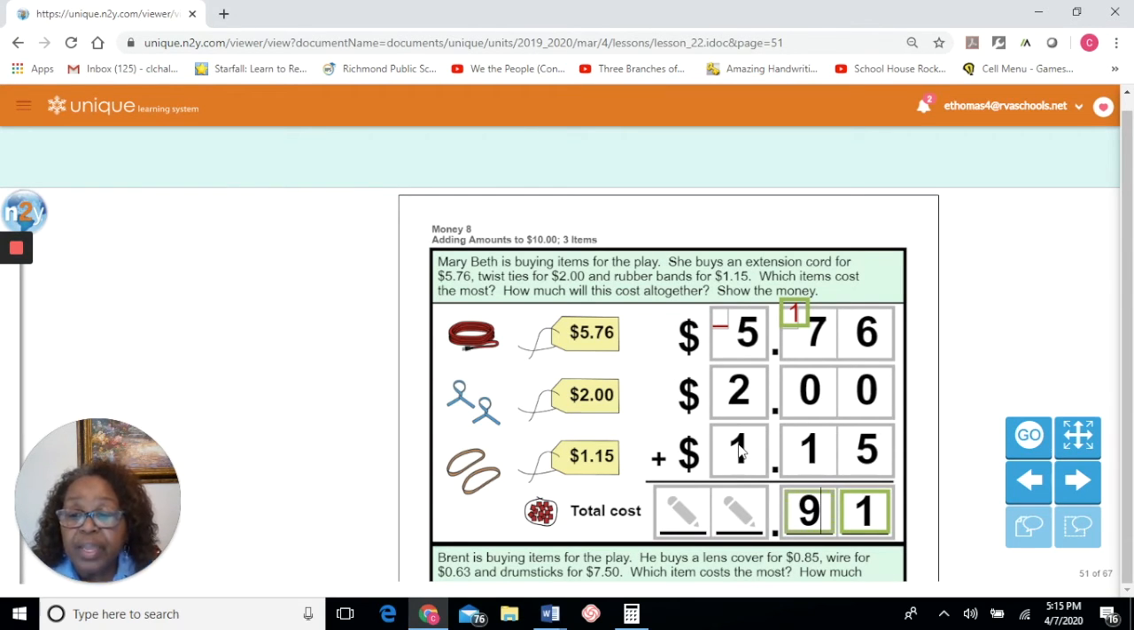Do you remember what the answer was? Yes, the answer was 8. 5, 6, 7, 8. Let's go down and put our numbers in. We get $8, and remember, when you have a decimal, you say and, $8.91. Excellent. Well, I'm going to tell you something. This has told us that we have the correct answer.